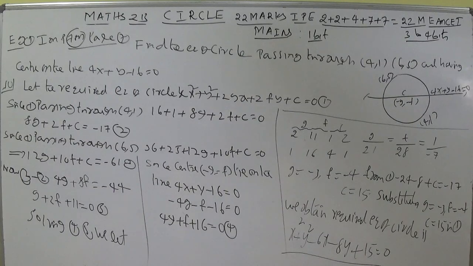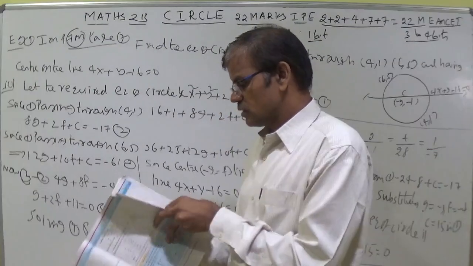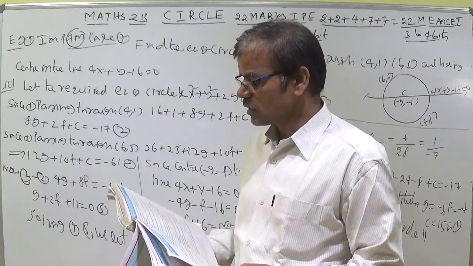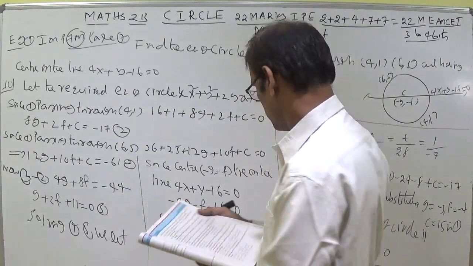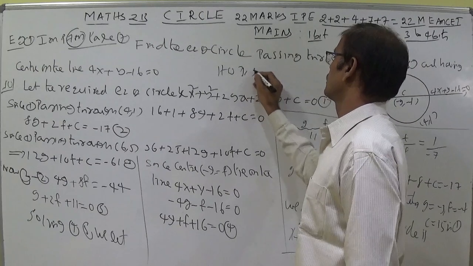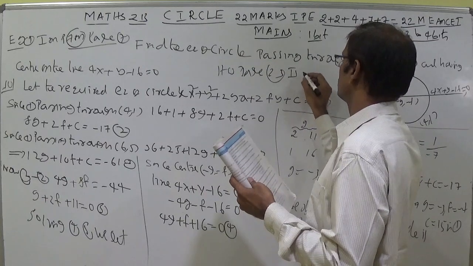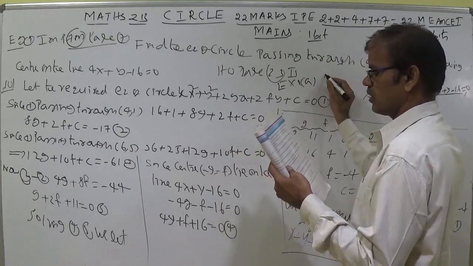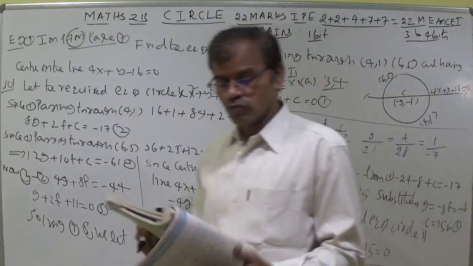Depends upon this sum, you can do the homework that I am giving. Exercise 1A, page number 23, Roman number 2, 3 and 4, you do homework.